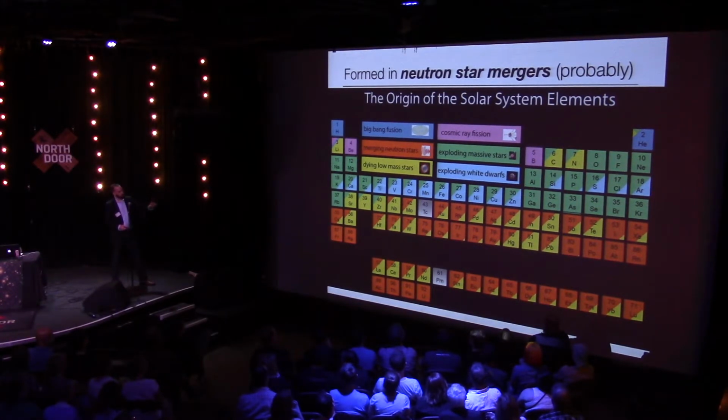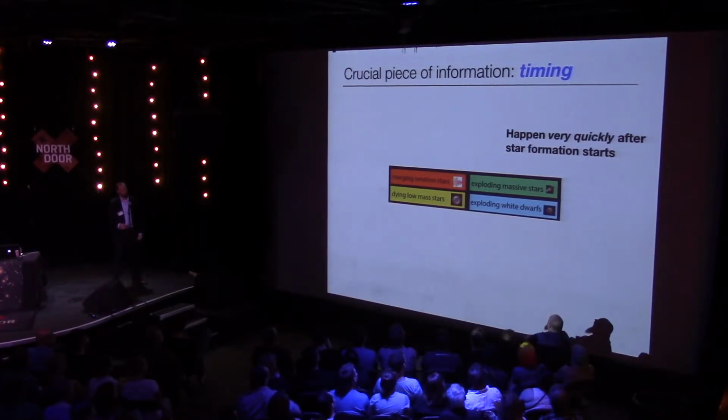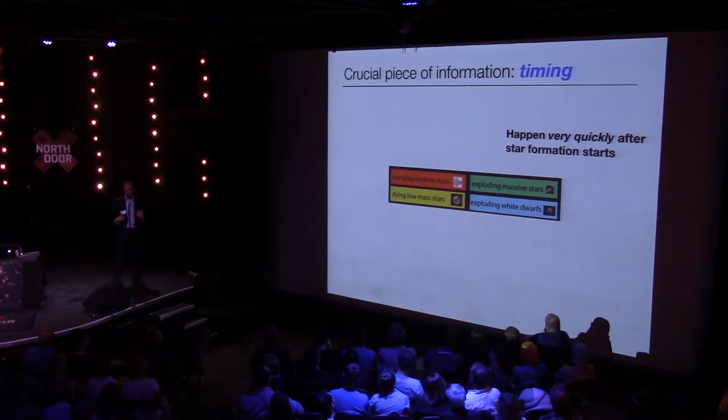But so everything heavier here came from something like the merger of two extremely heavy neutron stars. And a crucial piece of information for us who are trying to do galactic archaeology is the timing of this. Because stars have a very specific relationship between how massive they are and how long they live. So the most massive stars burn through their nuclear fuel extremely quickly and die very fast.